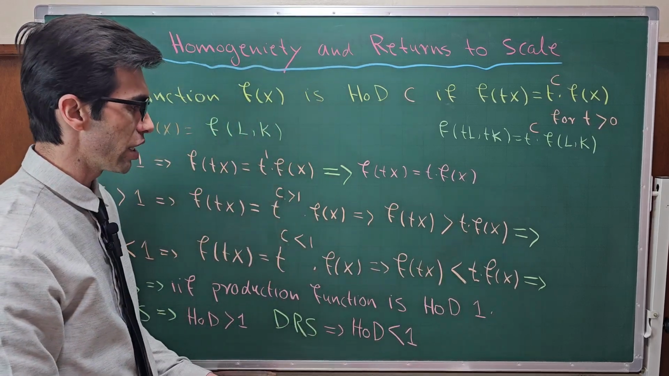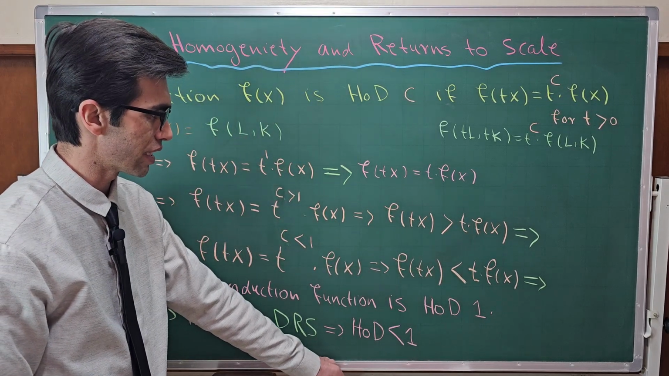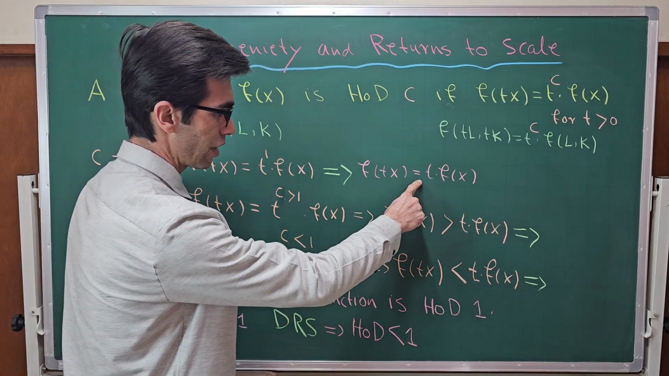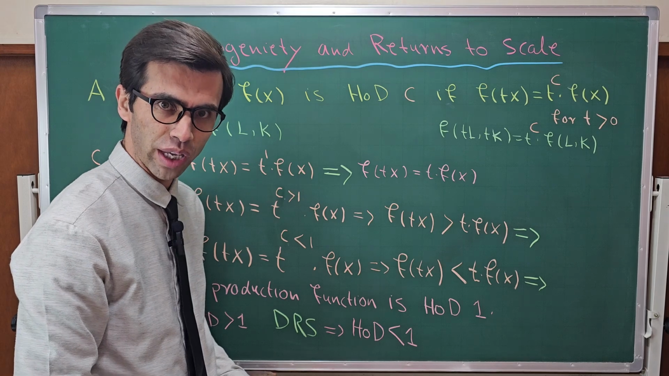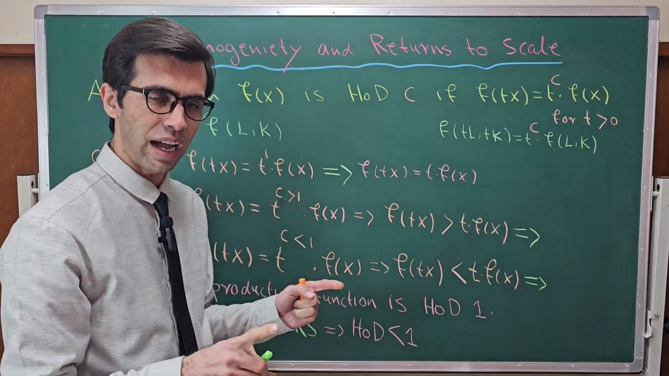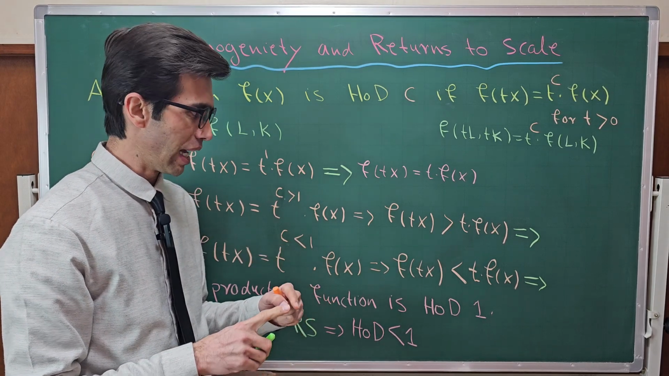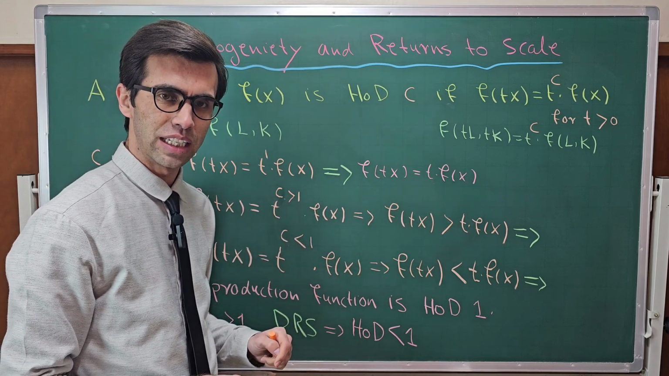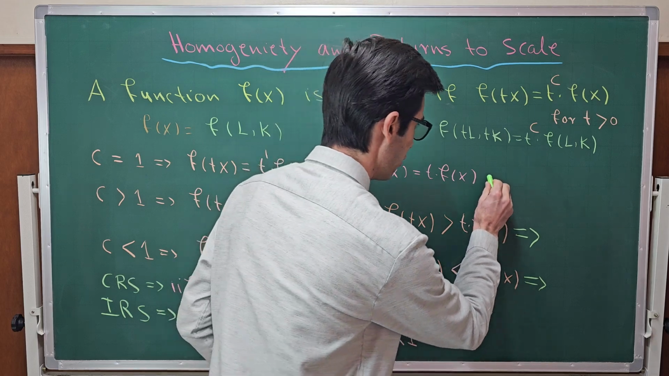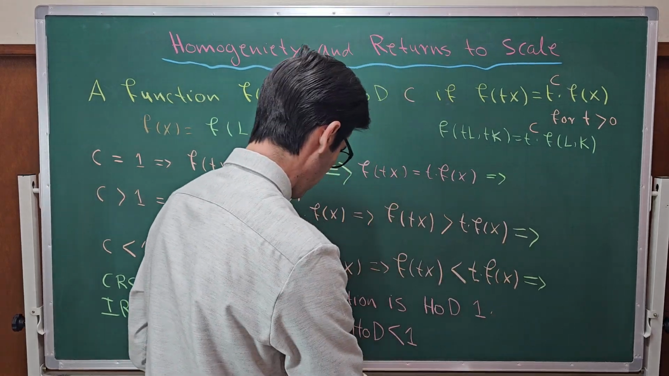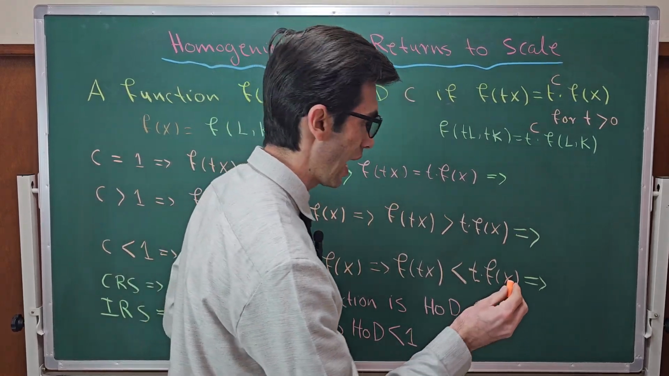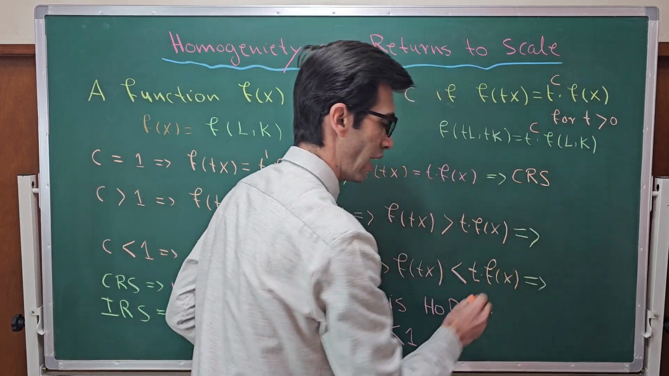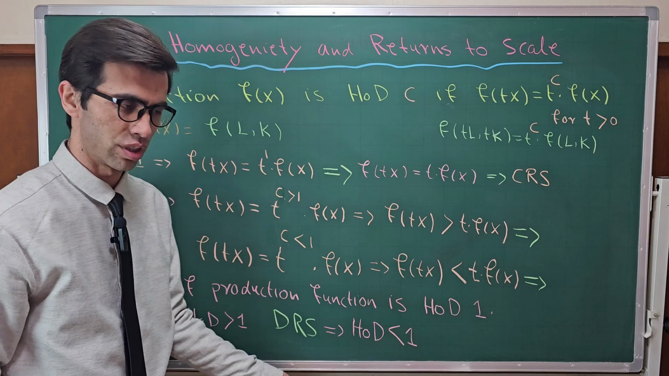And based on the condition for the returns to scale, we have that if f of tx is equal to t multiplied by f of x, it means the function after scaling is equal to t multiplied by the initial function. What will we have? You remember that we have constant returns to scale.